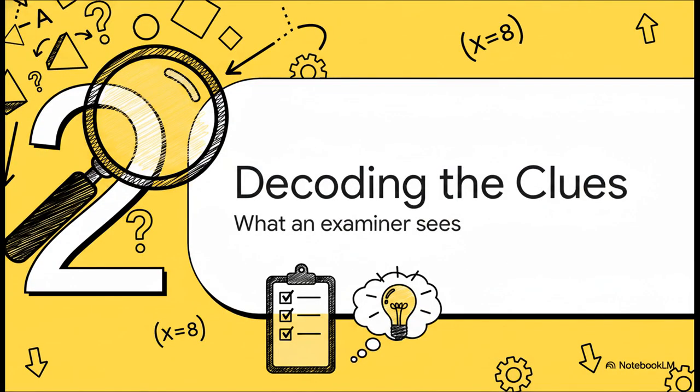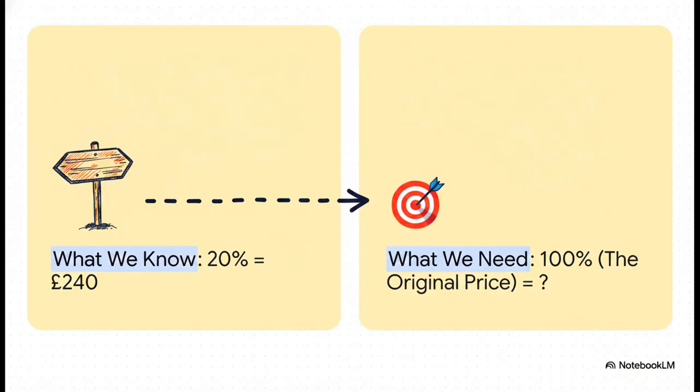Right, let's move on to decoding the clues. Before you even start calculating, the first step is to learn to think like an examiner. We're going to pull out the key bits of information and figure out what the question is really giving us to work with. When you strip it all back, this is the core of the problem. What do we know for a fact? The question tells us that 20% is exactly the same as £240. And what do we need to find? We need to find 100%. The original price. That's our target.